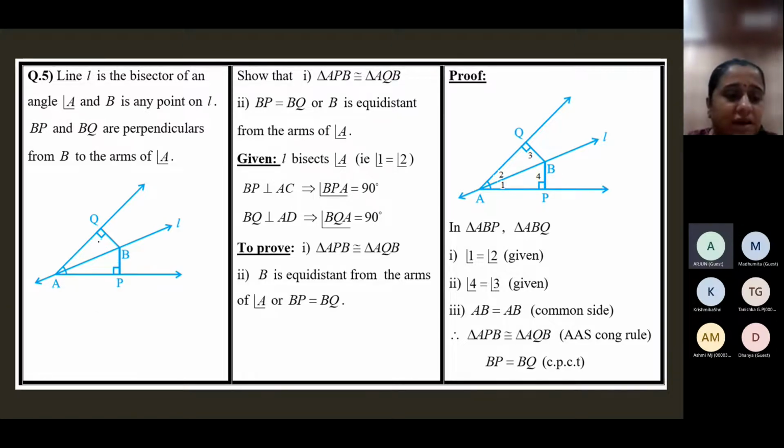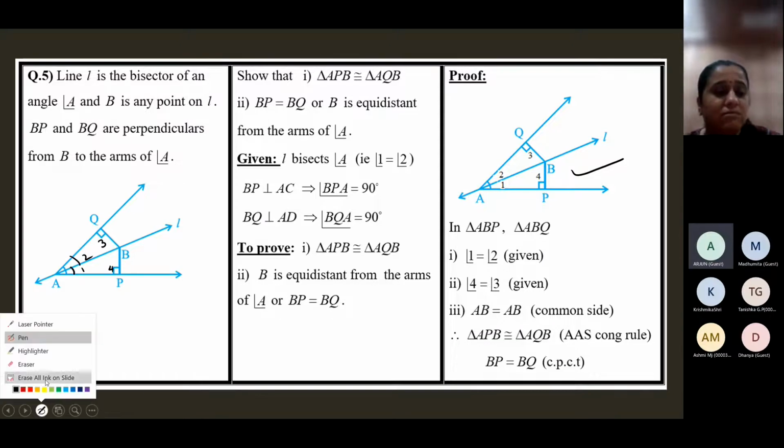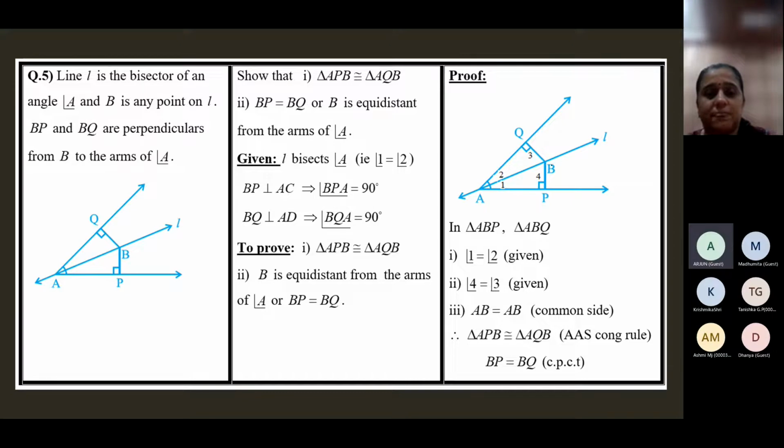Now I have numbered these angles 3, 4, and this portion as 1 and this portion as 2. You can see it here. So that's why you need to draw the figure again. If you're numbering it, you need to draw the figure again and mark the angles like this.